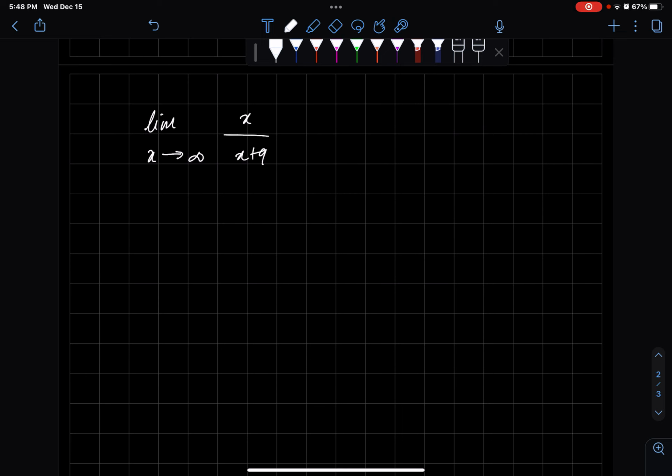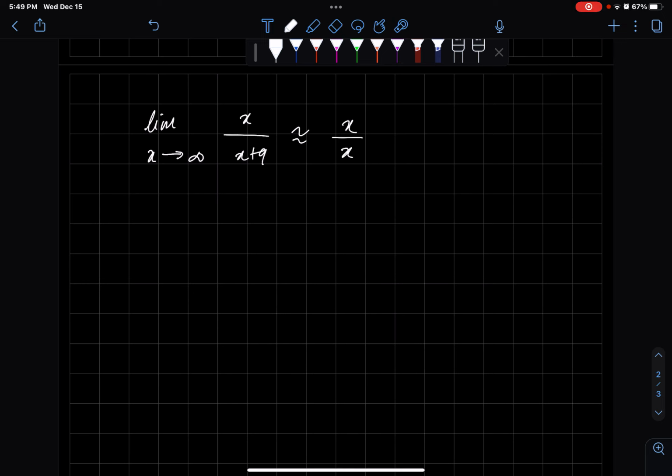Well, we can approximately say that the number 9 is so small compared to infinity, so adding a 9 is not going to make a difference at all. So this function behaves as x over x. We're just going to ignore this 9 because as x gets really large, this 9 contributes less and less to the output, so we can approximate it with this.